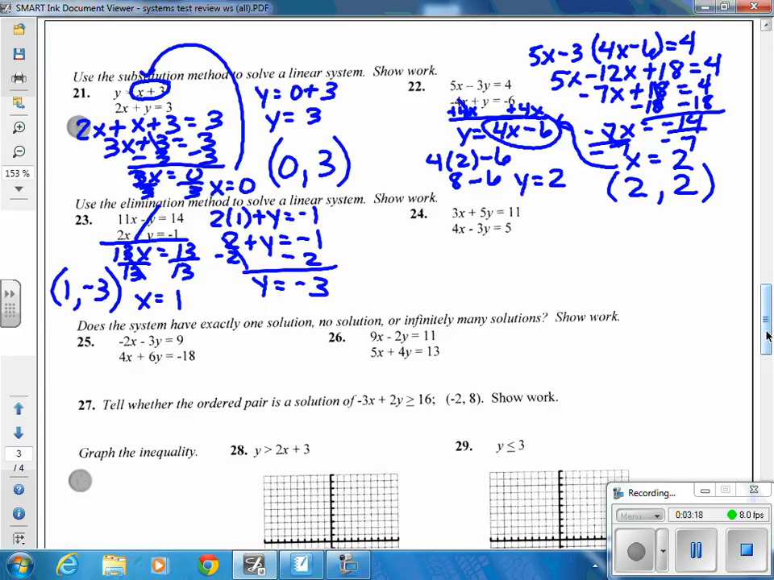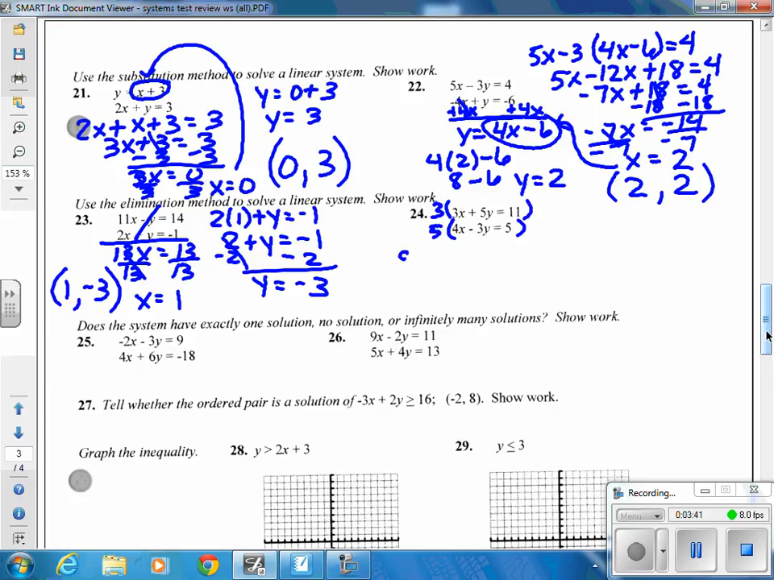Right, for number 24, you'll notice that none of them are ready to eliminate, which means you have to make them ready to eliminate. I'm going to go after the y's just because I already see that they're opposite signs. You can certainly go after the x's and the answer will come out the same. Because I'm going after the y's, I want my magic number to be 15. So I'm going to multiply the top one by 3 and the bottom one by 5.